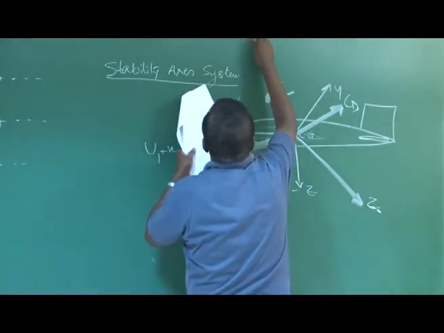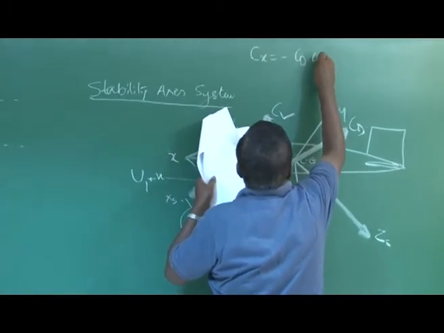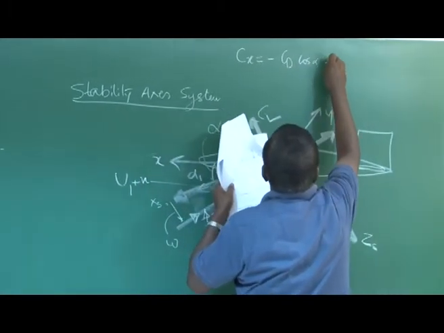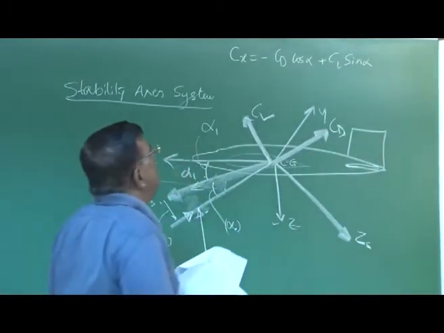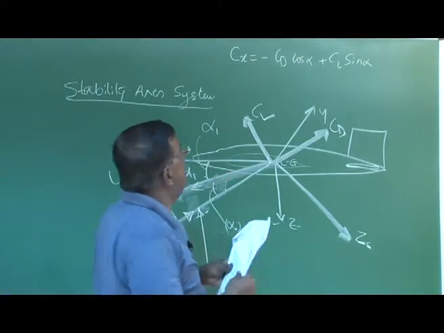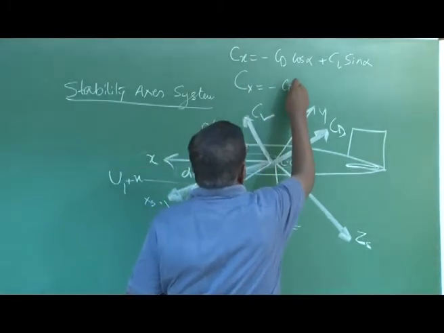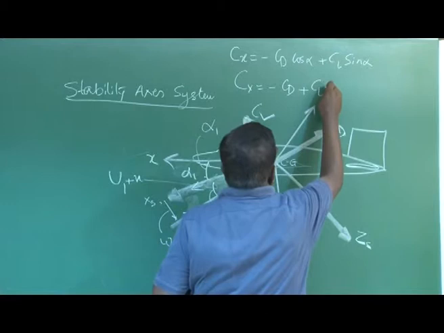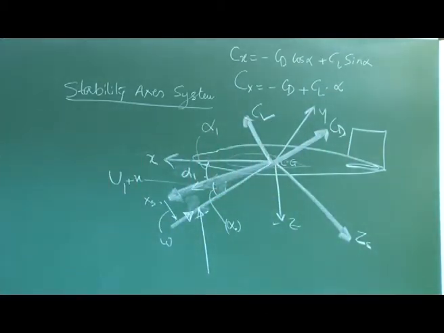Once I do that, I can always use this advantage. I can write Cx is equal to minus Cd cos alpha plus Cl sin alpha, and we know that we are talking about small perturbation because this alpha is the perturbed angle of attack. So for small angle I can write Cx is equal to minus Cd plus Cl into alpha. Remember, this is small perturbation.